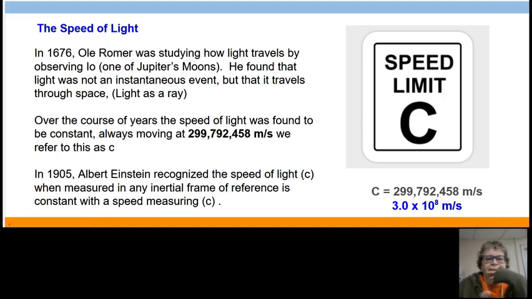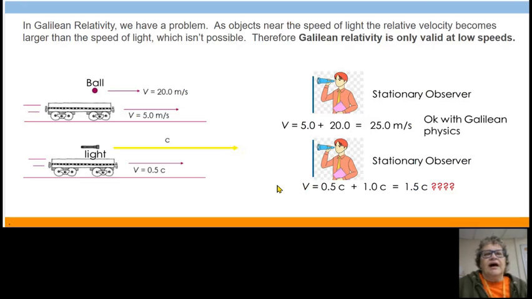So this really revolutionized the idea of relativity, because in Galilean relativity, if it's a ball, a stationary observer would observe its relative velocity, right? We would add these two together and we would get that 20 plus 5 is 25 meters per second.